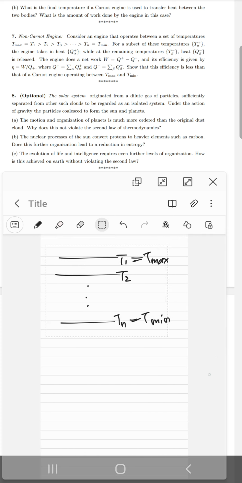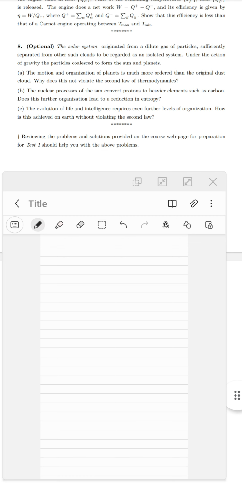Anyway, next question. It's an optional question, fine. So the solar system originated from a dilute gas of particles sufficiently separated from other such clouds to be regarded as an isolated system. We're studying thermodynamics and now we're suddenly going to the solar system, but anyway, just read on. Under the action of gravity, the particles coalesced to form the sun and the planets. Now the motion and organization of planets is much more ordered than the original dust cloud. Why does this not violate the second law of thermodynamics?